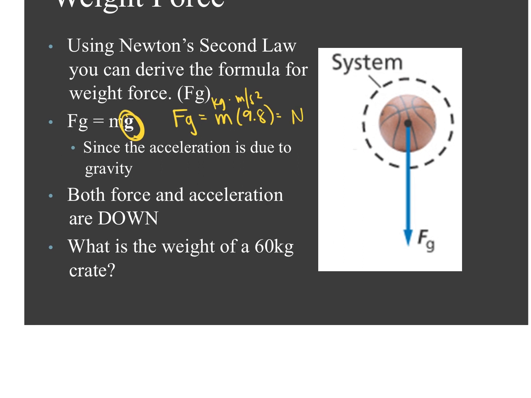Okay, so let's do this one. What is the weight of a 60 kilogram crate? When I'm solving for weight, that means I'm solving for Fg. So I take mass times gravity, which means I'm taking 60 times 9.8. So 60 times 9.8 gives me 588 newtons.